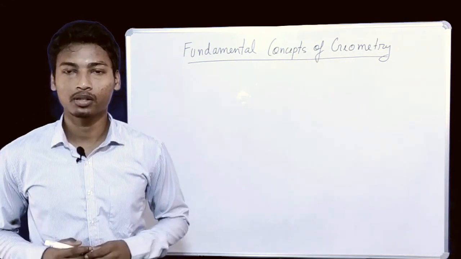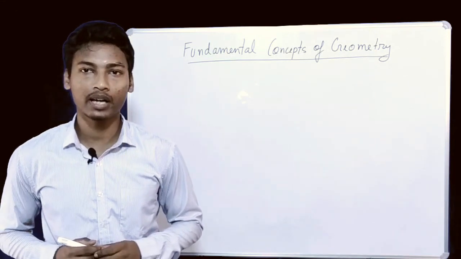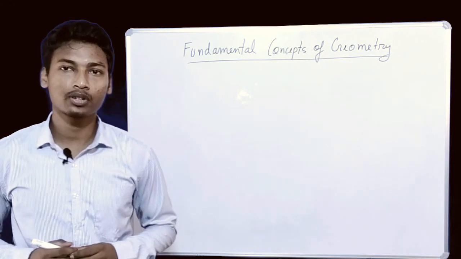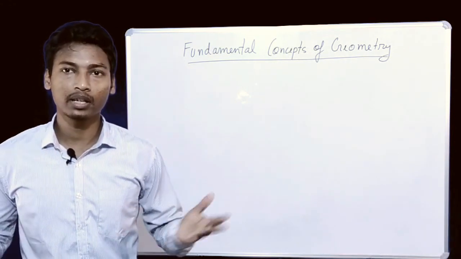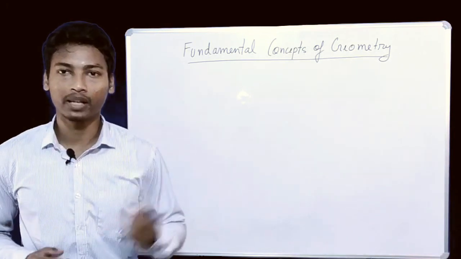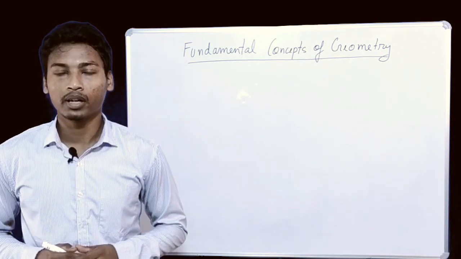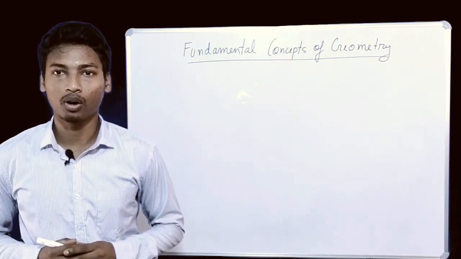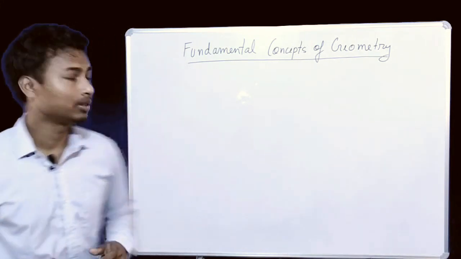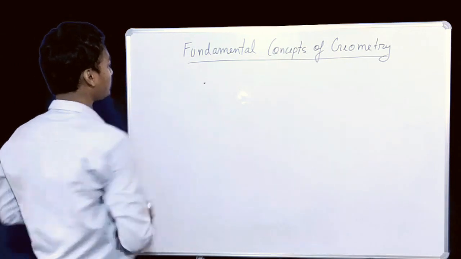What is geometry? Geometry is a branch of mathematics that deals with points, lines, curves, surfaces, and their measurements, relationships, and properties. Everything in this world is a geometrical object. Your pen, table, chairs, trees, everything present is a geometrical object. The first geometrical object that we'll talk about is a point.